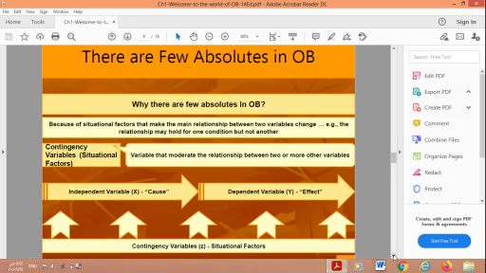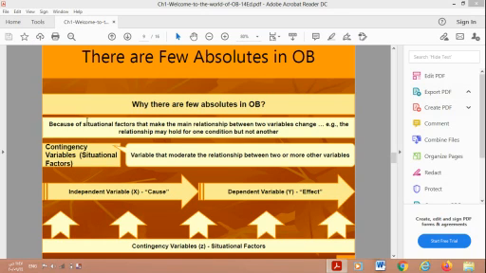Okay, there are few absolutes in organizations. So if we ask, what do we mean by few absolutes in organizational behavior? It means that it is not standardized, or it is not static. The organizational behavior is not static, or it is not standardized. That is because we are talking here about human beings, and they are more complex to be studied and changeable according to the situation.